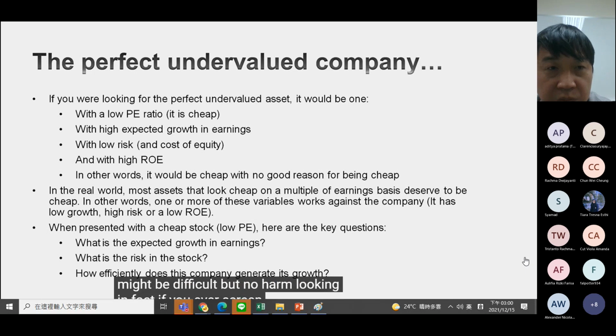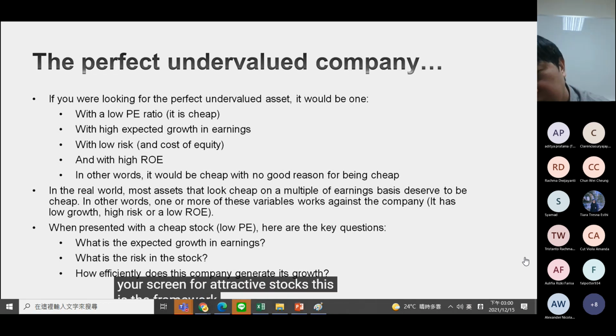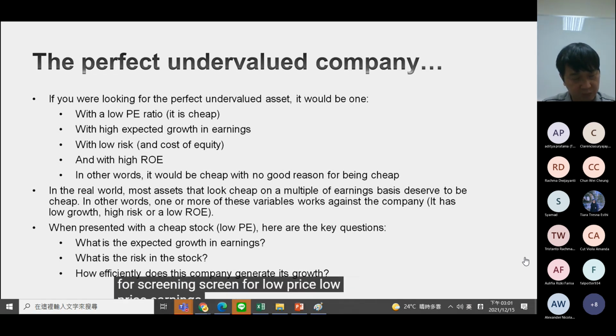In fact, if you ever screen for stocks, you take a big universe of stocks and you screen for attractive stocks, this is the framework you should think about for screening. Screen for low price, low price earnings, low price to book, whatever the multiple is, look for companies that have mismatches that essentially should not trade at low PE. In this case, I'm looking for companies with high growth, low risk, and high return on equity. It's an effective way of bringing in relative valuation into your investment process.